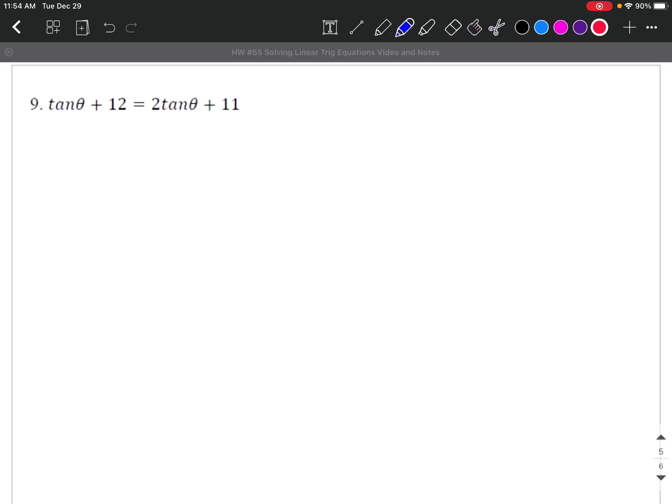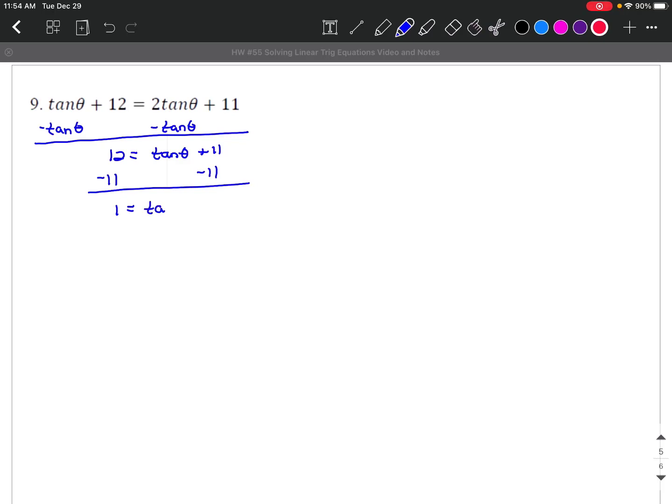So here we go. Let's solve this. I'm going to subtract the tangent of theta from both sides. And this will give me 12 equals 1 tan theta plus 11. Now I'm going to subtract 11 from both sides. So 1 equals the tangent of theta. So we need a reference angle. The tangent of what angle is 1?